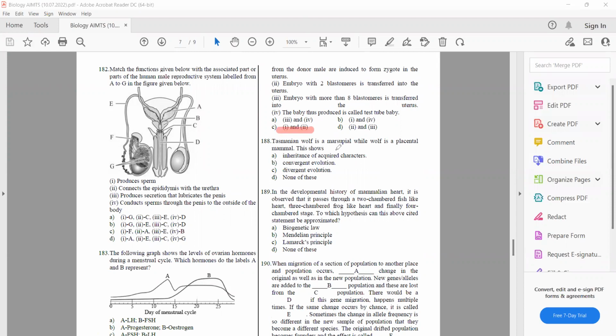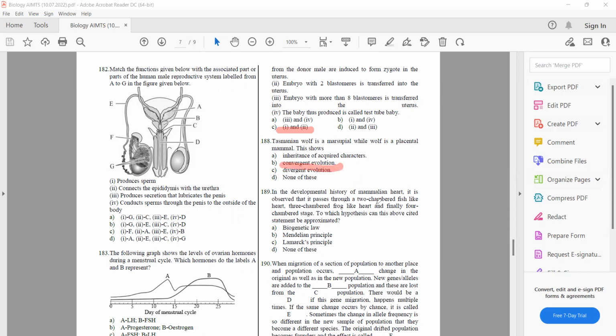Tasmanian wolf is a marsupial, while wolf is a placental mammal. So when we talk about this question, this is an important example which comes under convergent evolution, right? When we talk about convergent evolution, they may have different origins, but when we talk about the function, what they are performing, it will be as per the area where they got adapted. So it is convergent evolution.